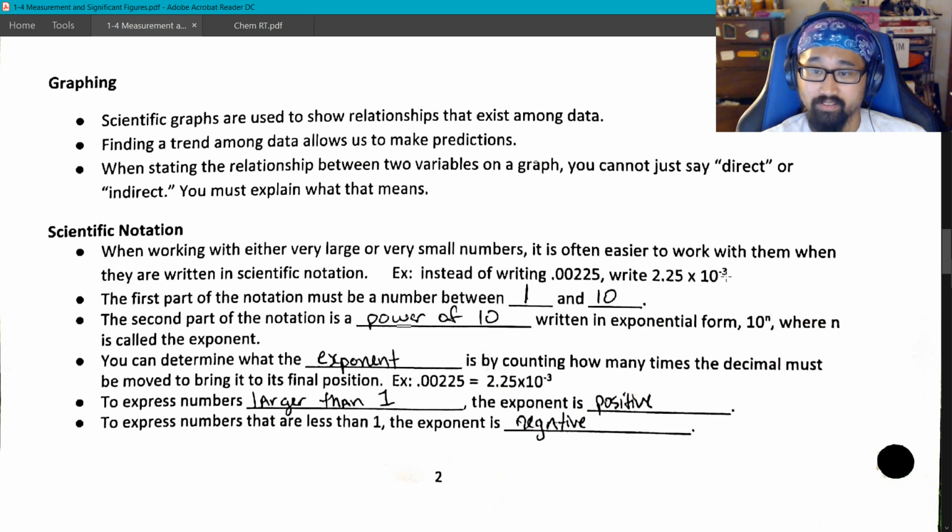In order to figure out what sign is going to be up here, I'm going to look at the original number, right? If I want to express numbers that are larger than 1, then this exponent up here is going to be positive. You notice that's not the case, right? This number, 0.00225, that's a small number. That's a number that is less than 1. So my exponent is negative. That's how scientific notation works.